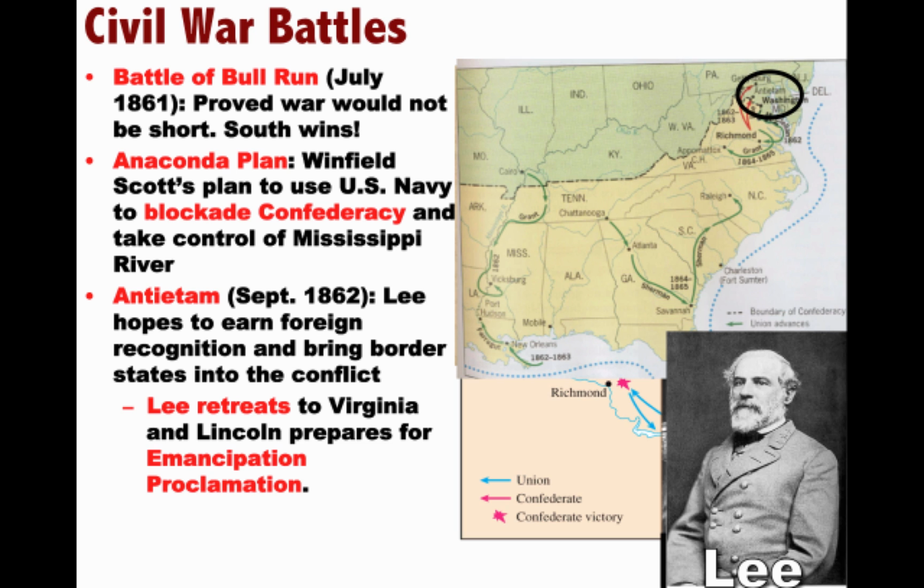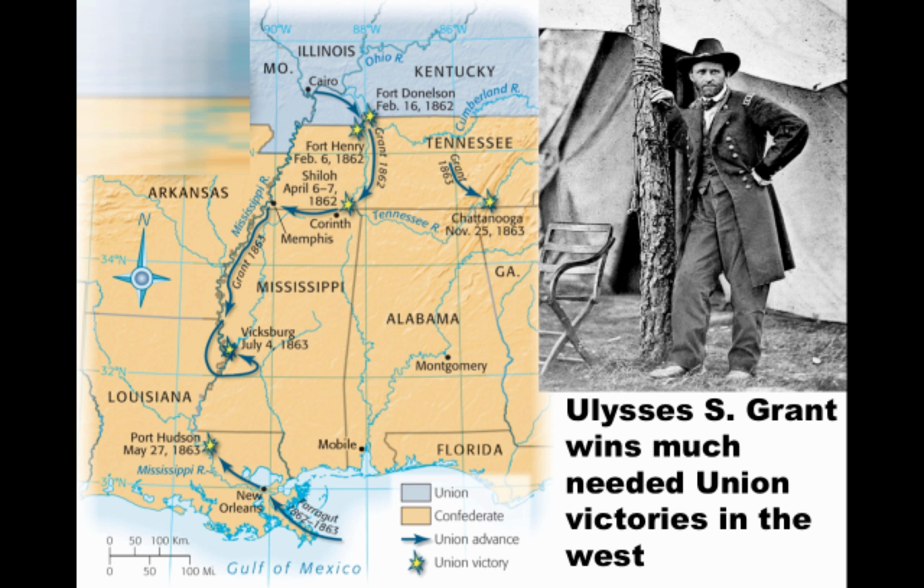Things don't turn out very well. It's a draw technically, nobody wins, but Robert E. Lee retreats to Virginia. Lincoln, because he feels like the North has momentum, gets ready to announce the Emancipation Proclamation. And for the Confederacy, foreign recognition is lost.